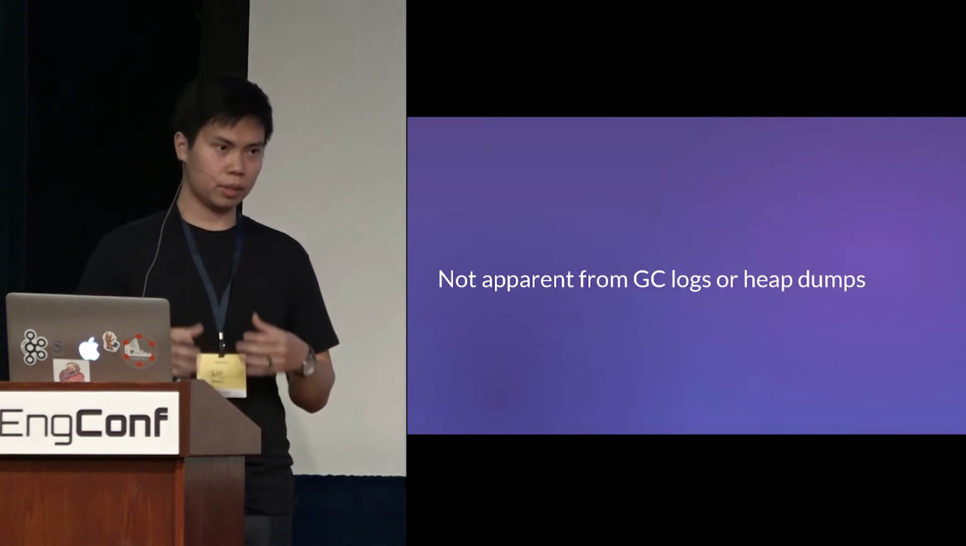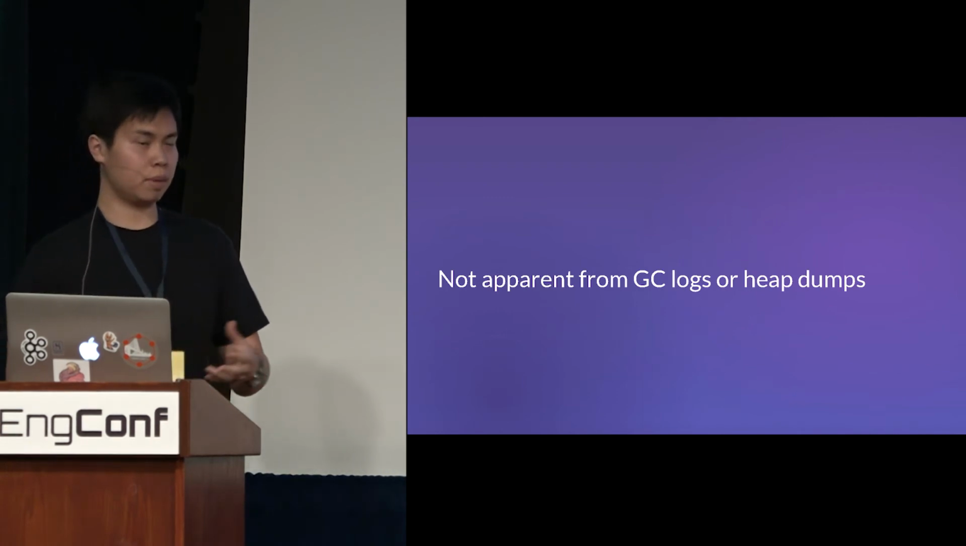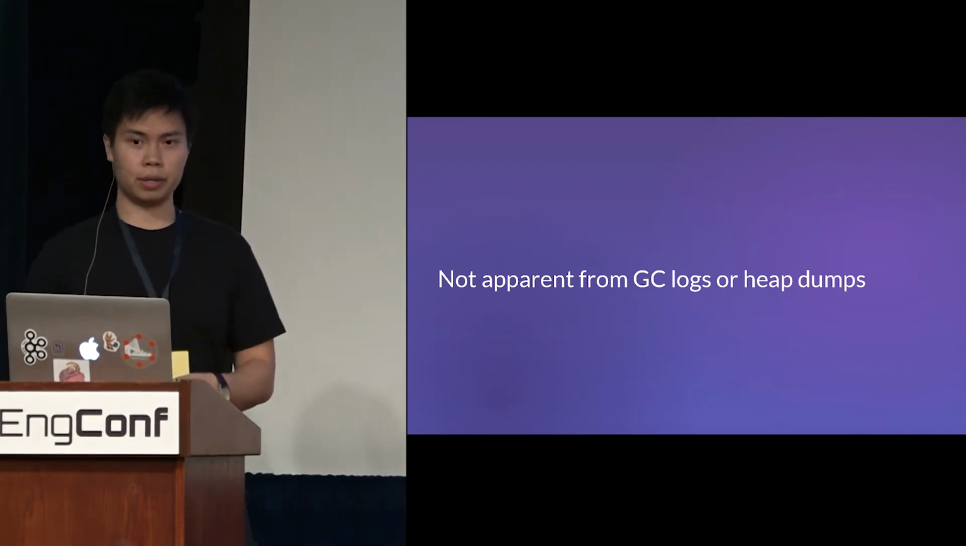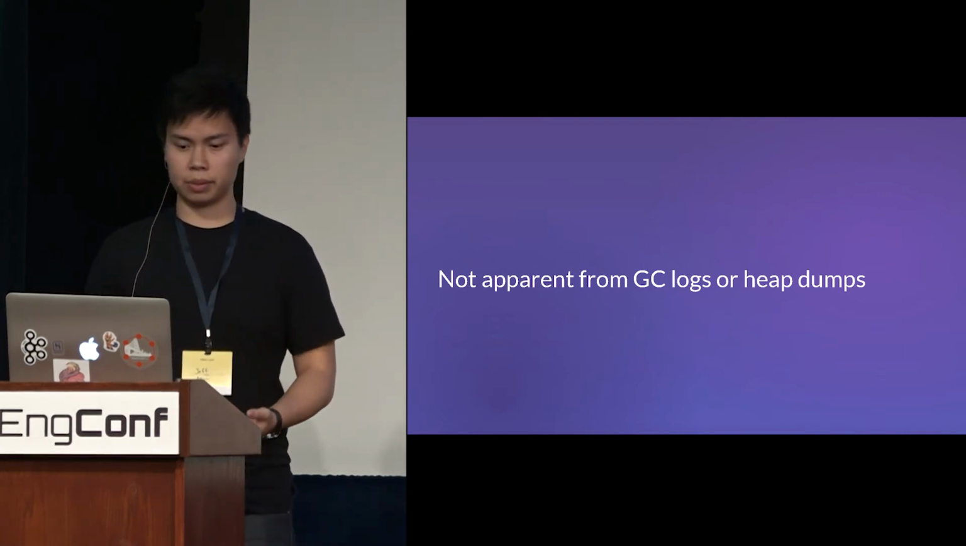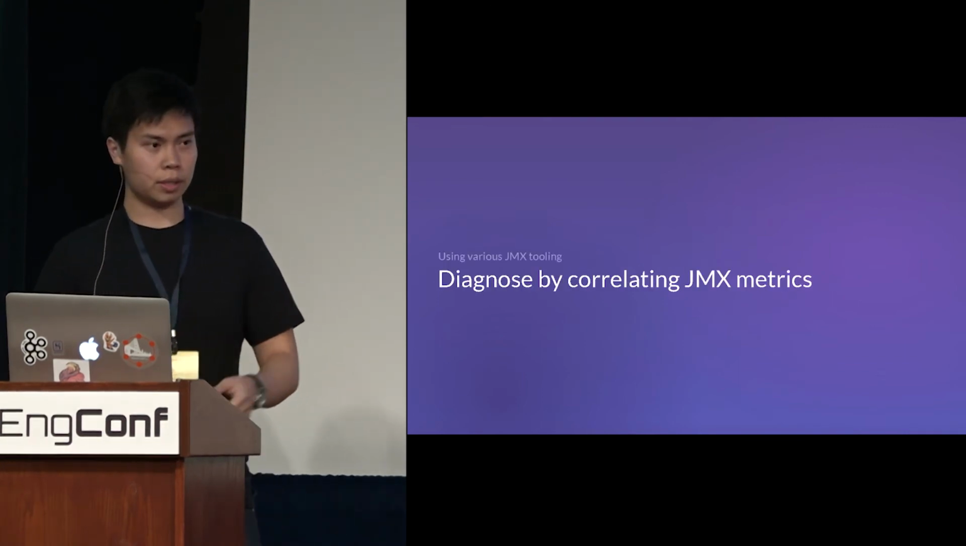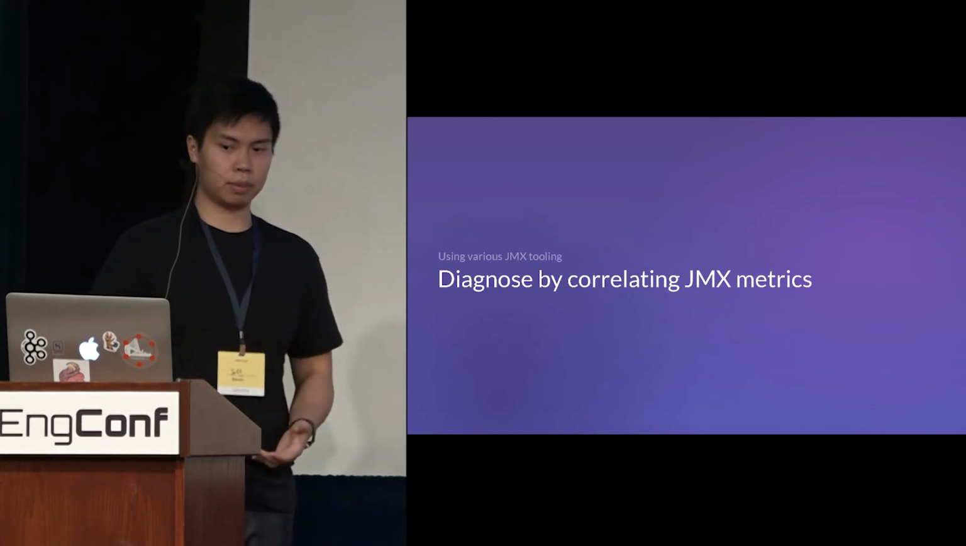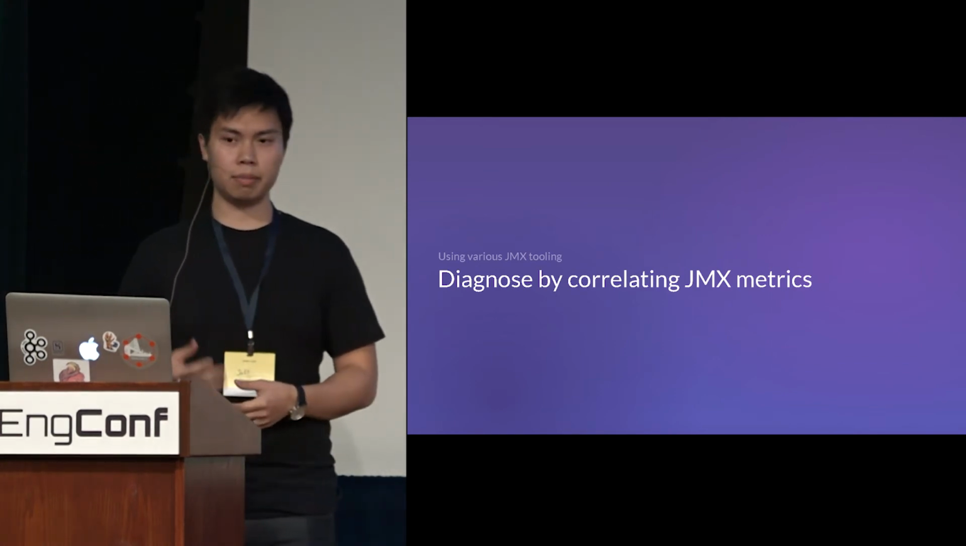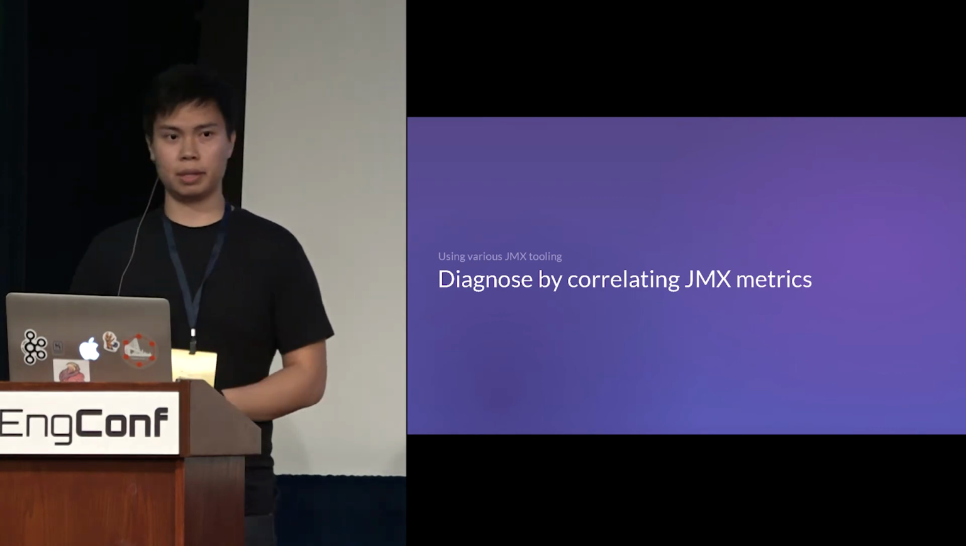The problem is that Kafka uses native memory for many different things, and these kinds of things aren't readily apparent in the GC logs or heap dumps. Fortunately, there are many other ways to diagnose these types of problems. We chose to investigate by correlating various JMX metrics using various JMX tooling.